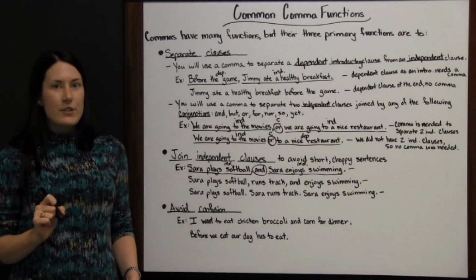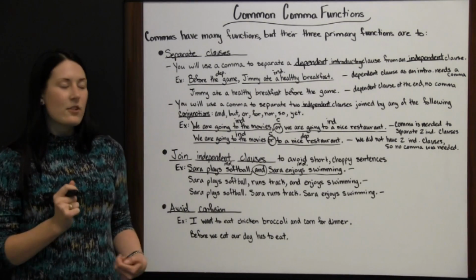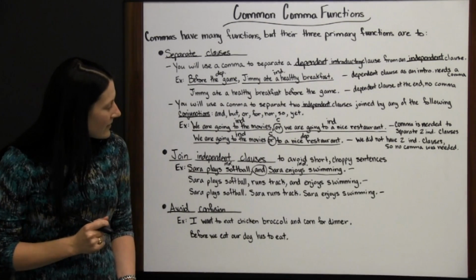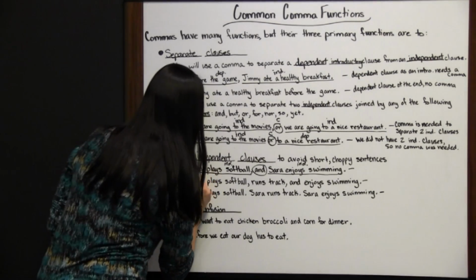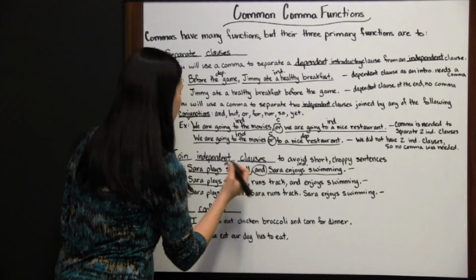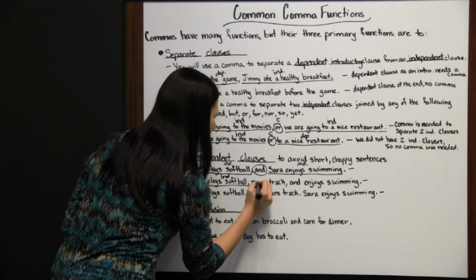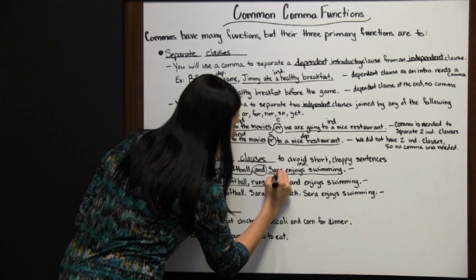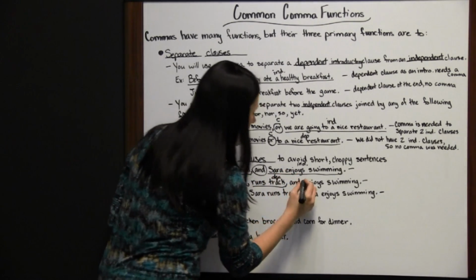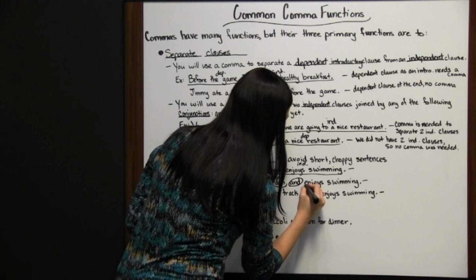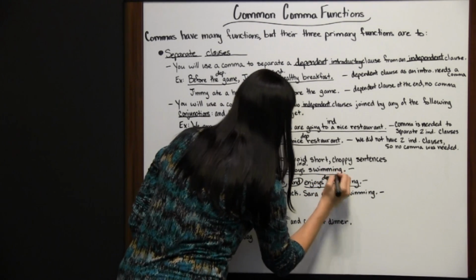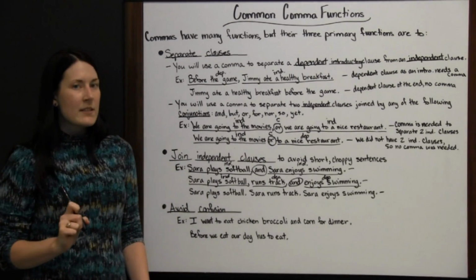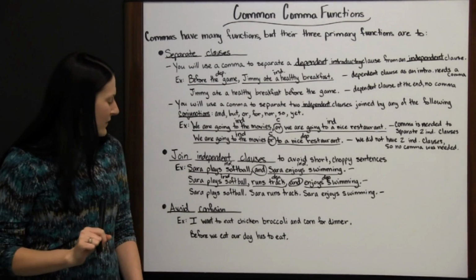Okay, and this one we had an independent clause, a conjunction, and an independent clause. Let's look at the next version of this set of clauses. Sarah plays softball, runs track, and enjoys swimming. So Sarah plays softball. This is independent. Runs track is dependent. We have our conjunction, and enjoys swimming is dependent. Yet we still had those commas. And then let's look at the last version.